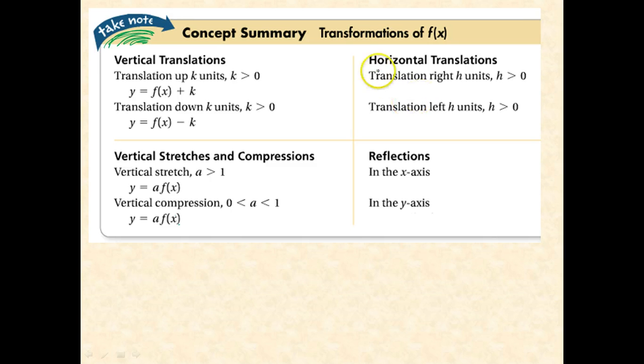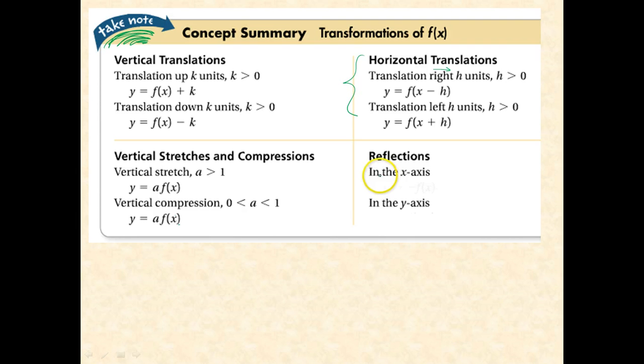Horizontal translations. These two are the ones that are a little bit trickier. A translation right h units is going to be f of x minus h. So this is the one that's weird. To the right, which is normally positive, you get a subtraction. Translation left, which is normally negative, you get a plus.